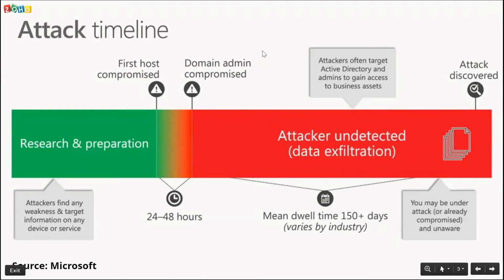They're focusing mostly on the Windows infrastructure, focusing on their Active Directory and domain controllers. And what you can see in this graph, they say that an attacker who's trying to compromise your network may take any amount of time to do their research and preparation, which seems fairly straightforward. But once they first compromise a host in your network, it takes them on average just 24 to 48 hours, 1 to 2 days, in order to compromise domain admins, right?